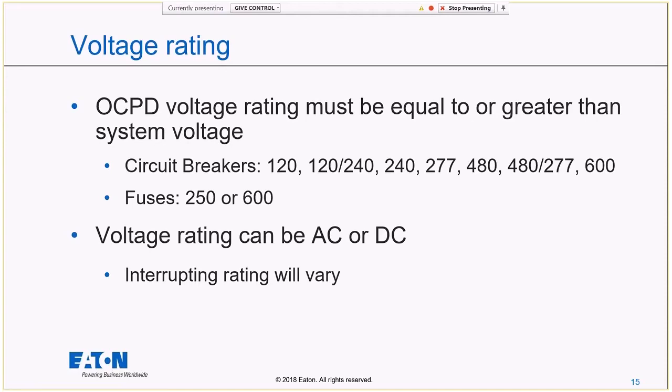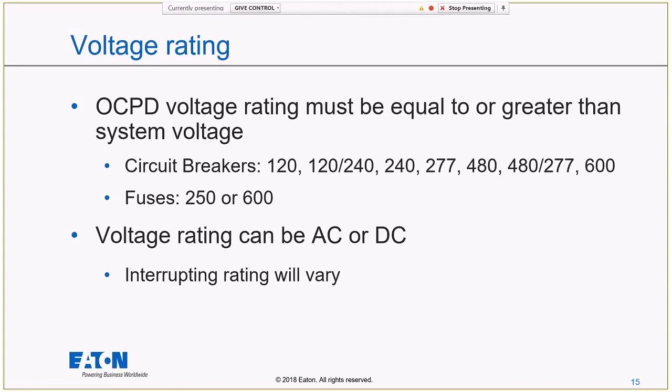Circuit breakers have a lot of different voltage ratings that you might see. They've got some slash ratings and straight ratings. Sometimes they have more than one voltage rating on one single component, and the interrupting rating varies depending on which voltage we apply it at. Fuses typically have one of two voltage ratings, 250 volts AC or 600 volts AC, and that is a maximum voltage. So you can apply it anytime up to that maximum voltage. The interrupting rating stays the same the whole time.